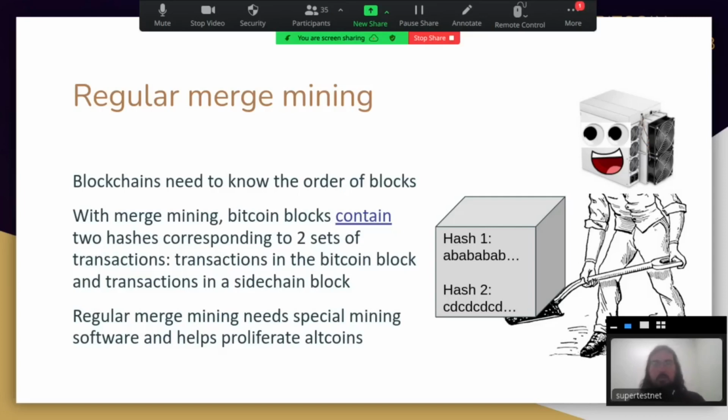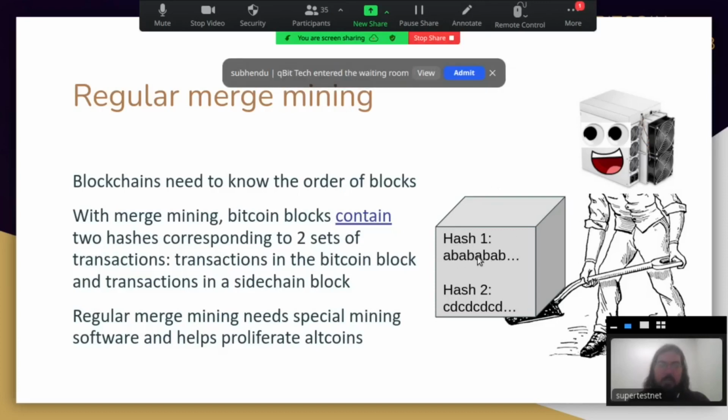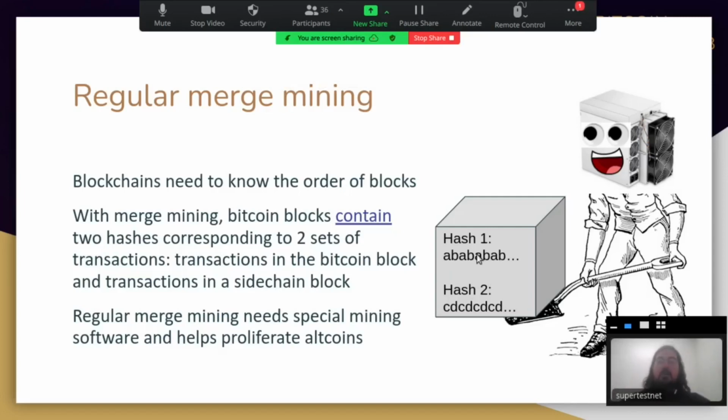So the way this works, you can see over on the sidebar here, I've got a person mining, and he has a Bitcoin miner as his head because he's a Bitcoin miner, and he's created a block here. It's got a little hash up there at the top, which I'm representing as the hexadecimal characters A B A B A B, etc. And that's the Merkle root of the Merkle tree of transactions.